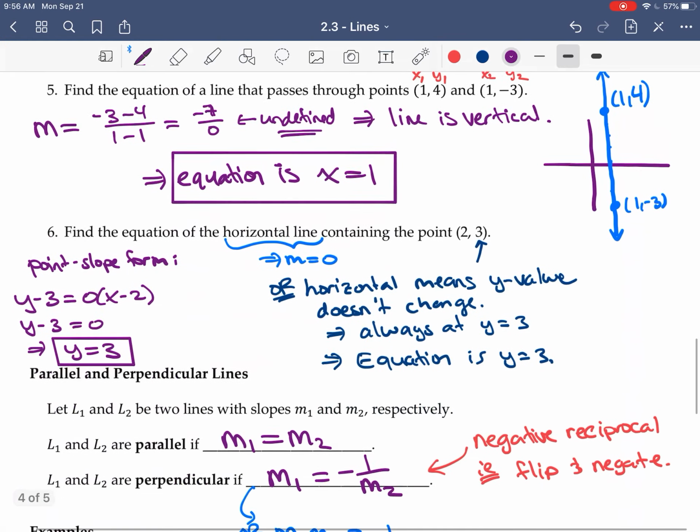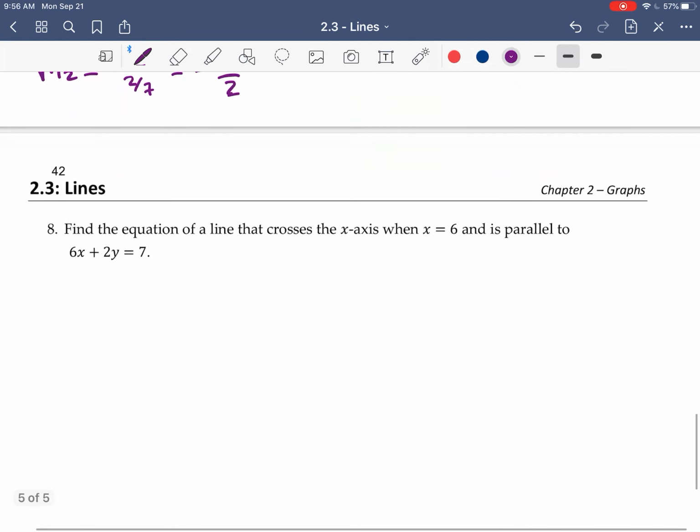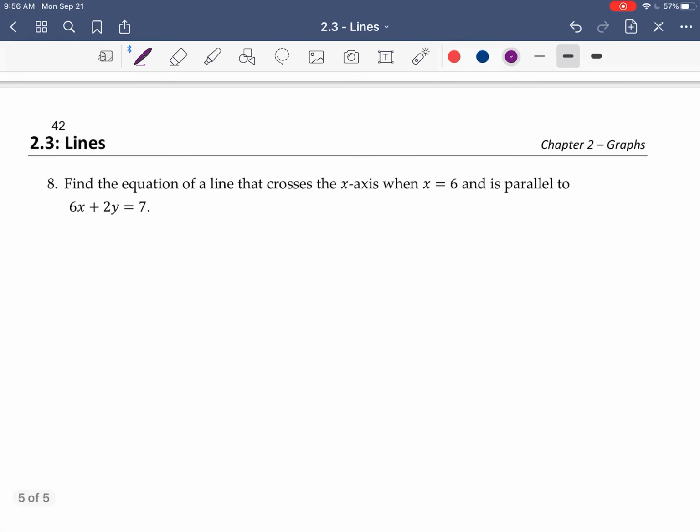Okay, couple more examples, I think on the last page. So here we want to find the equation of a line that crosses the x-axis when x equals 6. That gives us the x-intercept, which is a point. So I get the point (6, 0). And then we know that it's parallel to the line 6x plus 2y equals 7. Parallel means same slope.